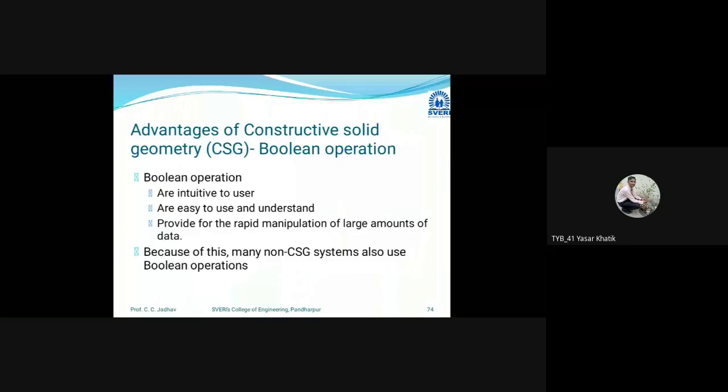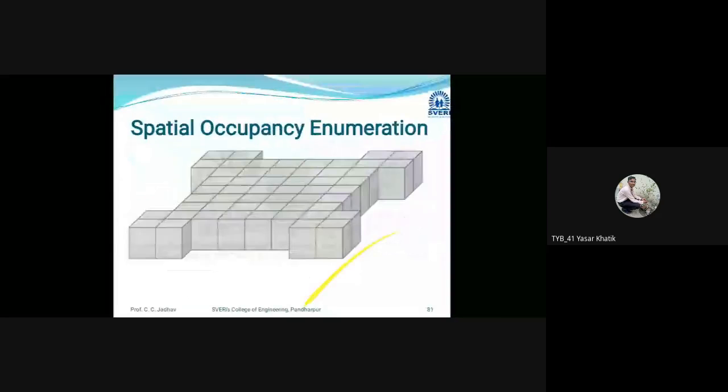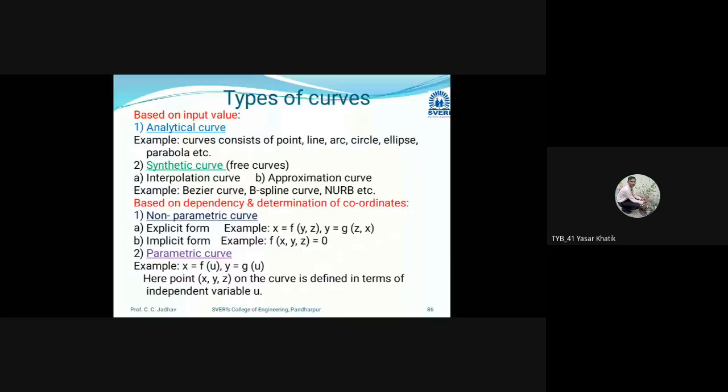So, what are the remaining parts of this second chapter? We'll start from the parametric equation. Okay. So, the next point is our today's lecture, that is the types of curves.